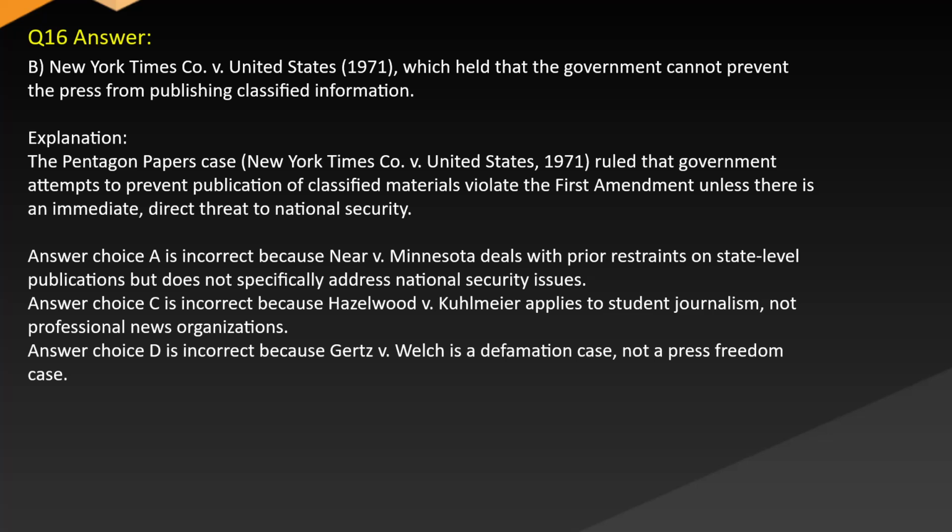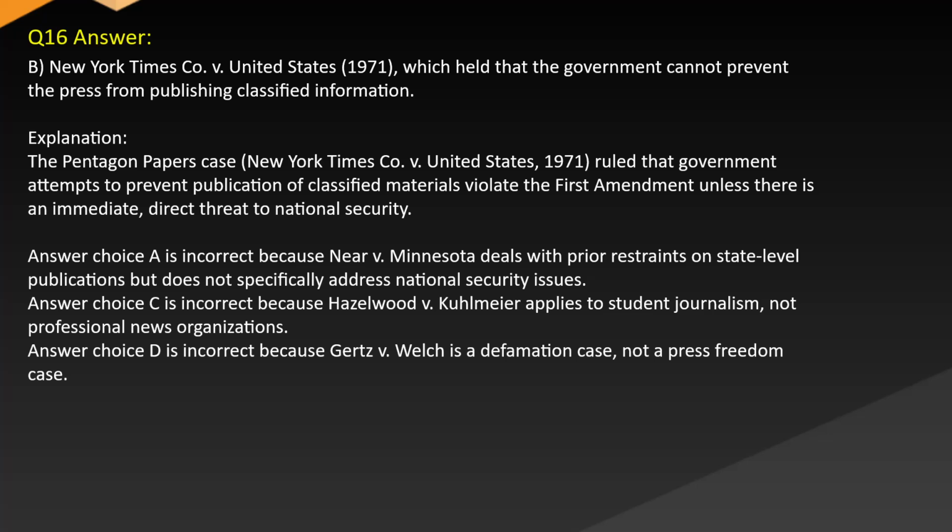Answer B. New York Times Company v. United States, 1971, which held that the government cannot prevent the press from publishing classified information. Explanation: the Pentagon Papers case, New York Times Company v. United States, 1971, ruled that government attempts to prevent publication of classified materials violate the First Amendment unless there is an immediate direct threat to national security.